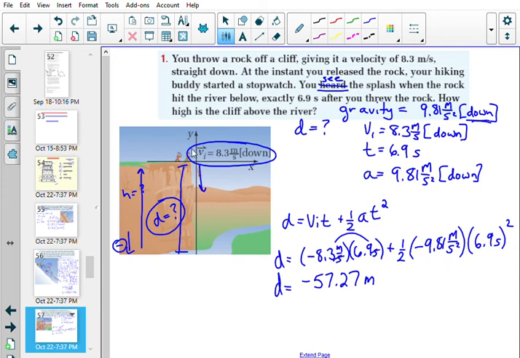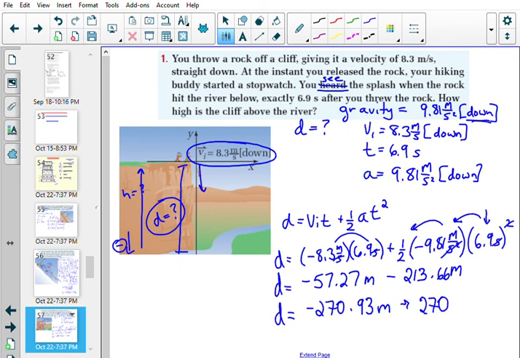And in the other part of this, if I take the time squared, then times negative 9.81, and then divide by 2, I get a minus 213.66. And that's also meters, because second squared cancels with second squared. So you get a total distance that the rock fell of negative 270.93 meters. So the displacement of the stone is 270 meters down.